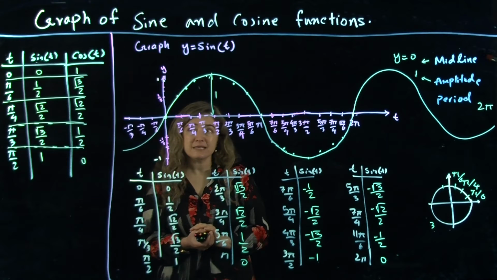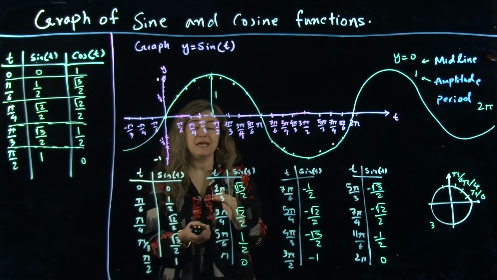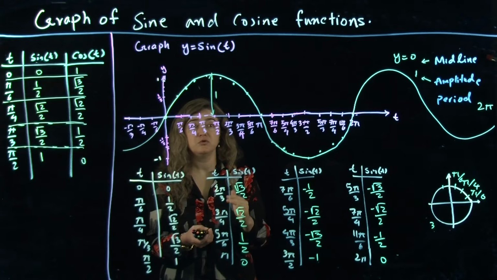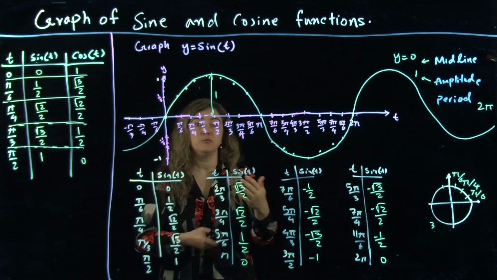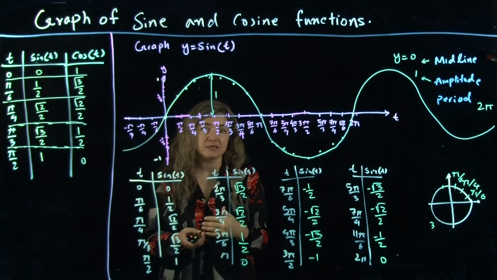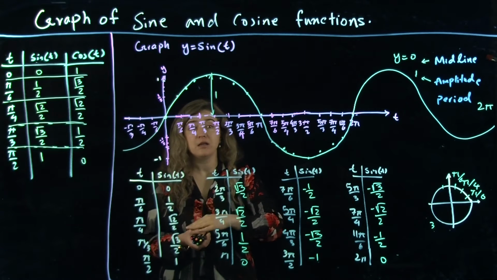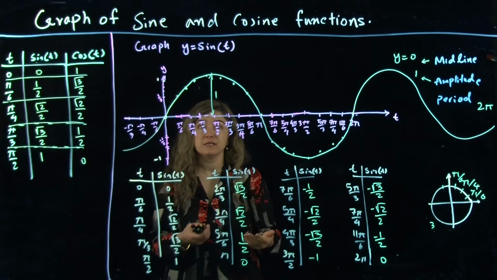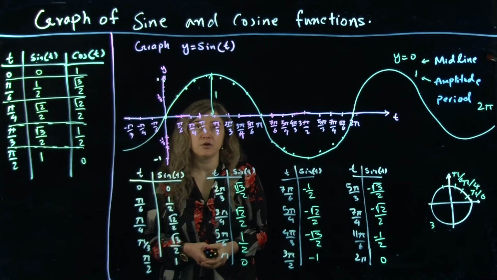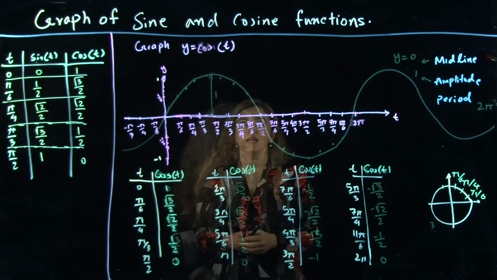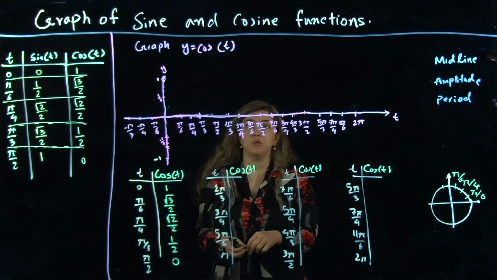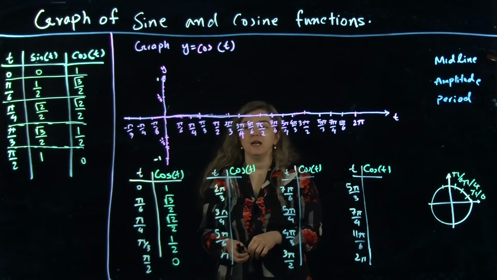So the next part, we're going to come back and try to do the same thing for cosine of t, and then we would discuss all the transformations that we can do in either of the functions. So I'm going to erase the board and continue. So we're continuing with graphing y equal to cosine of t.